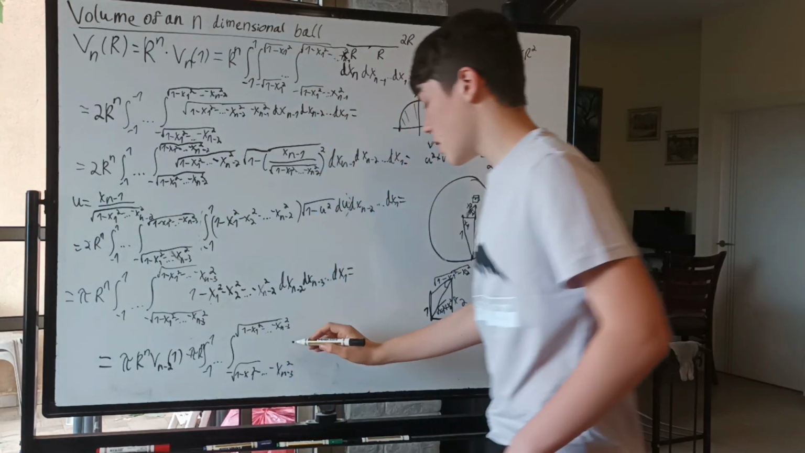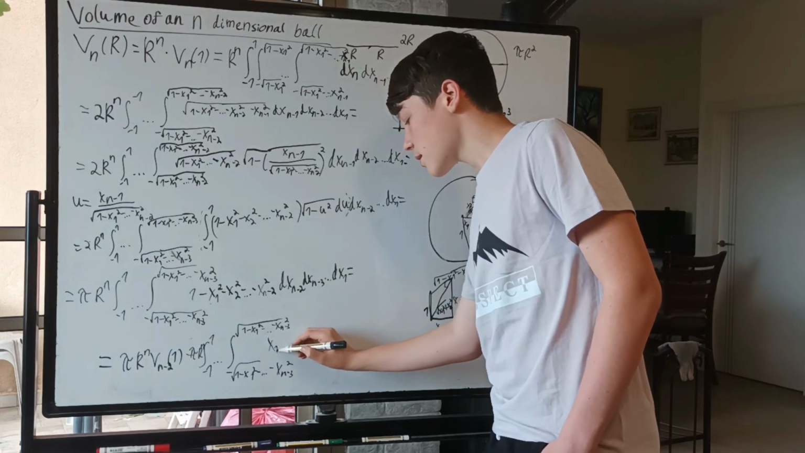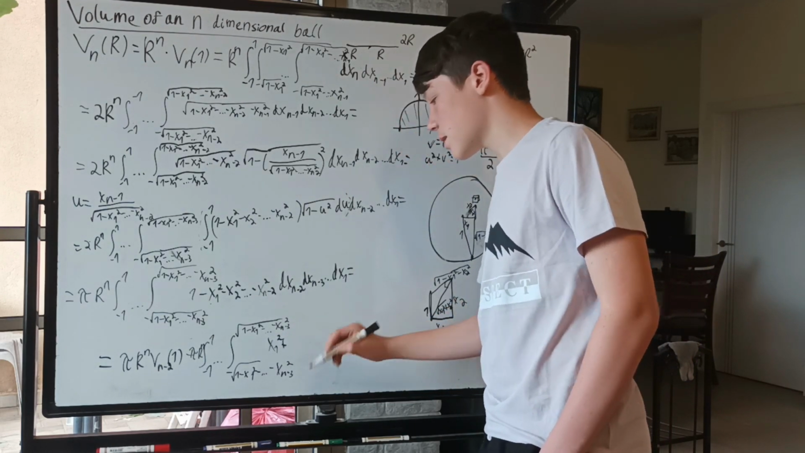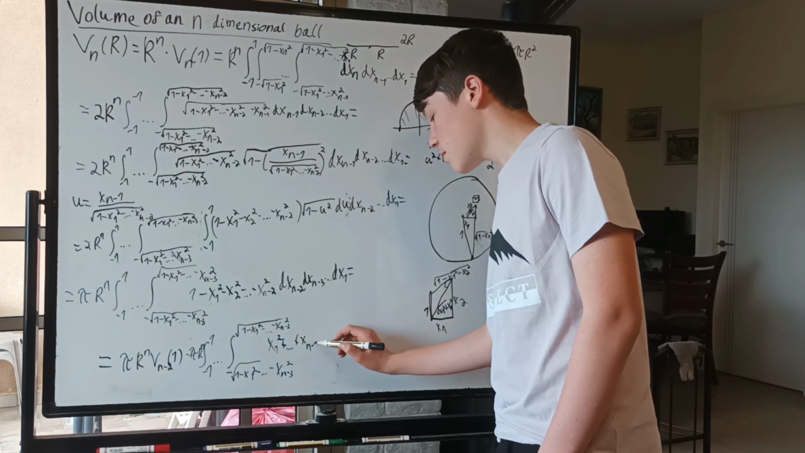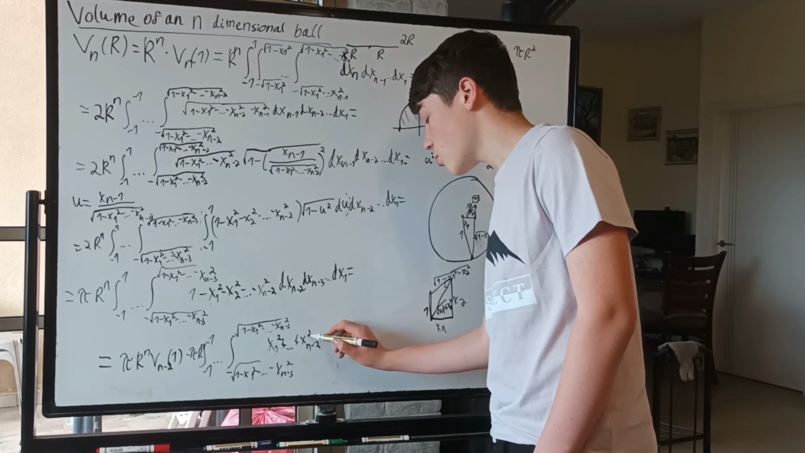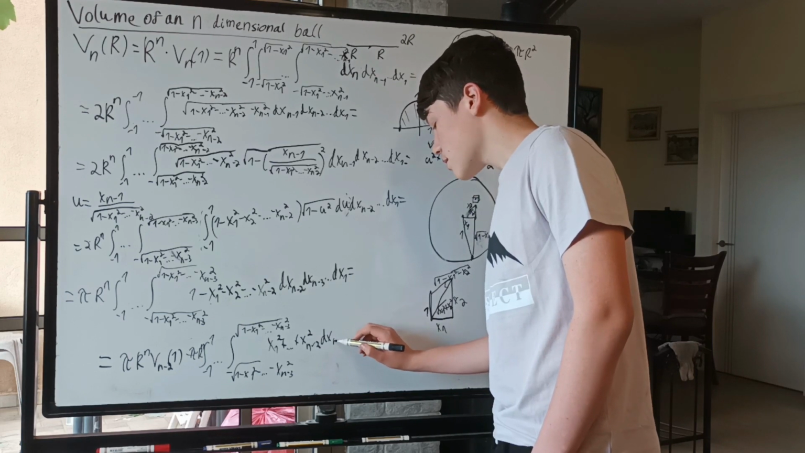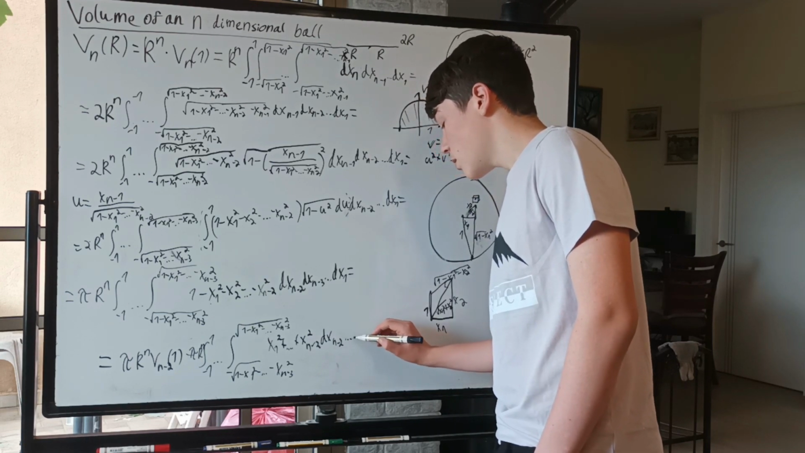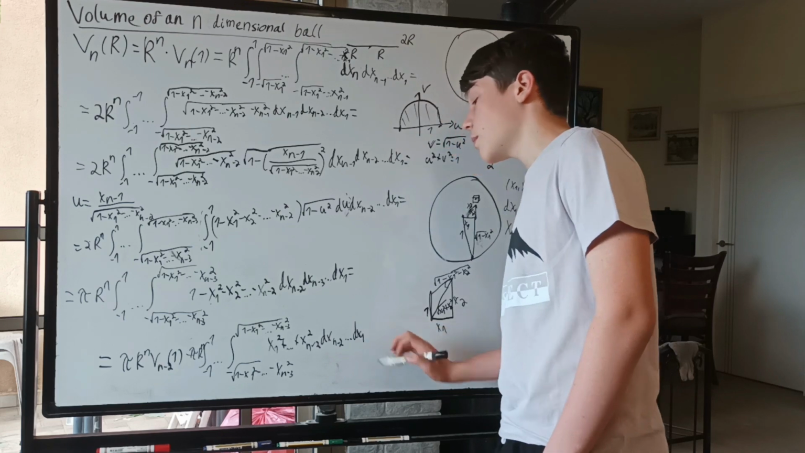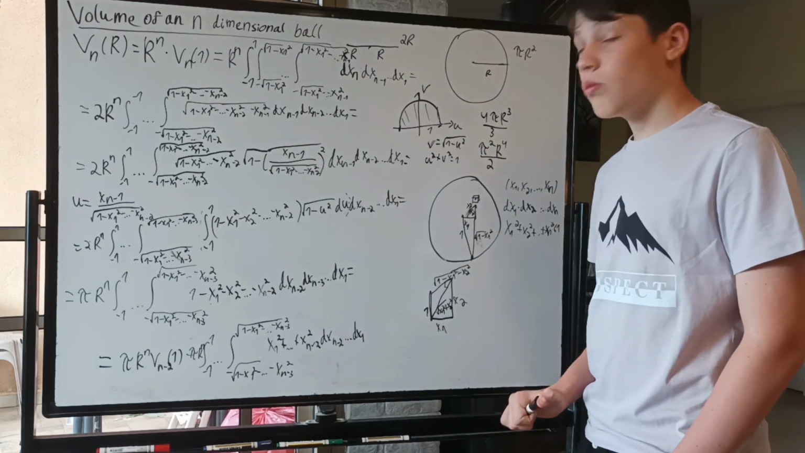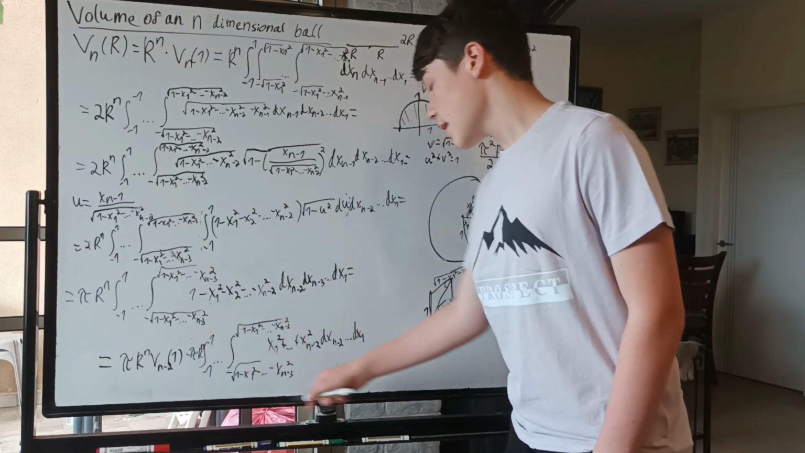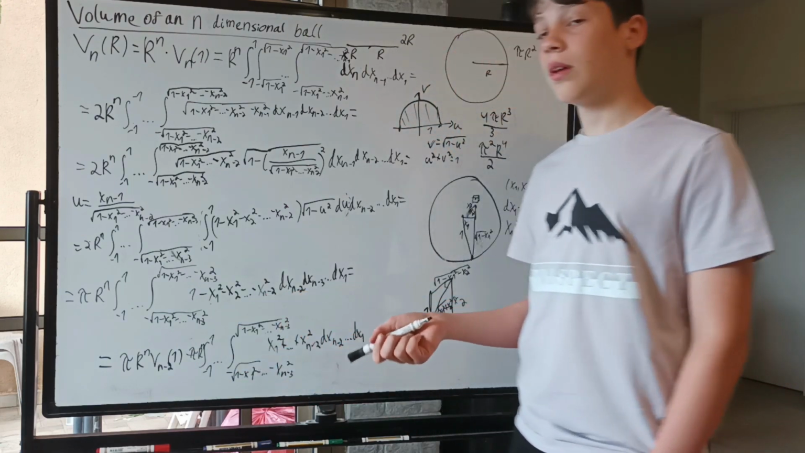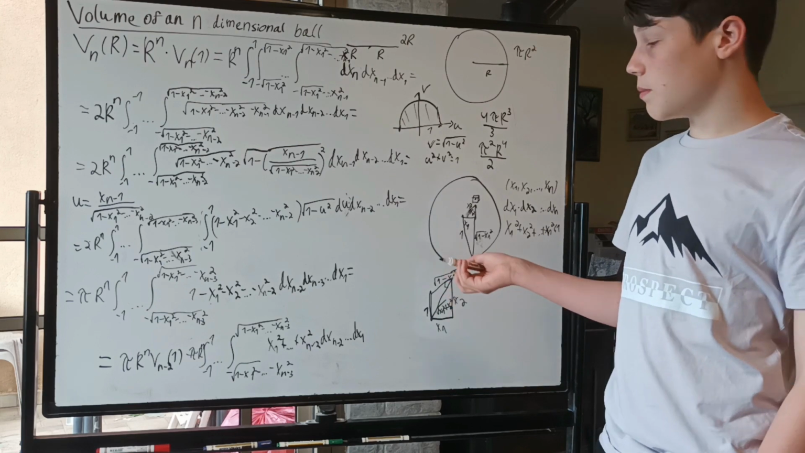And then we'll have x1 squared plus x2 squared up until x_{n-2} squared, dx_{n-2} until dx_1. So we can actually get a recursion formula out of this if we just work out what this is in terms of some V_n's.